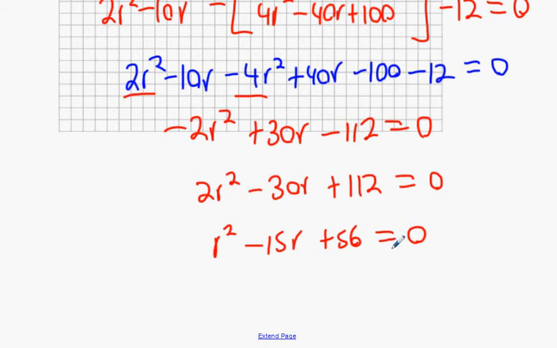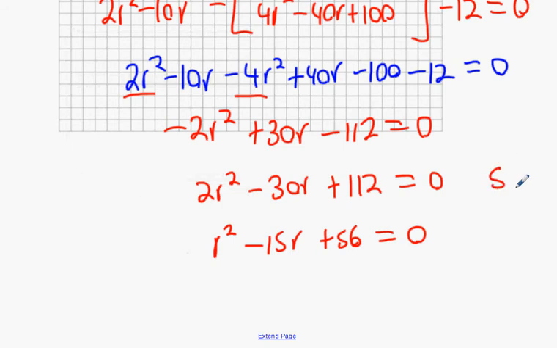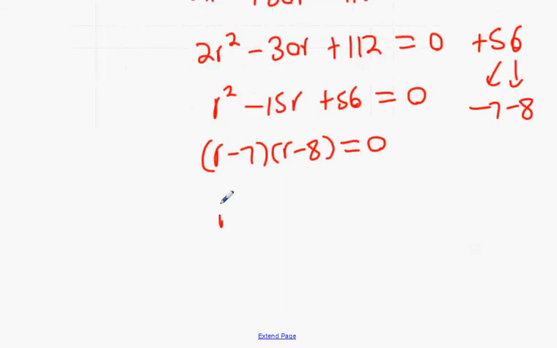What's the reference number, guys, on this? Reference number. What is it? 56. What two numbers multiply to give you 56? Yeah, 7 and 8 will do you. It's a plus reference number. If it's a plus reference number, that means you can have two pluses or two minuses. We're going to go for two minuses. Why did I do that? Minus 15 in the middle. And then once that's complete, you're going to get r equals 7, r equals 8.